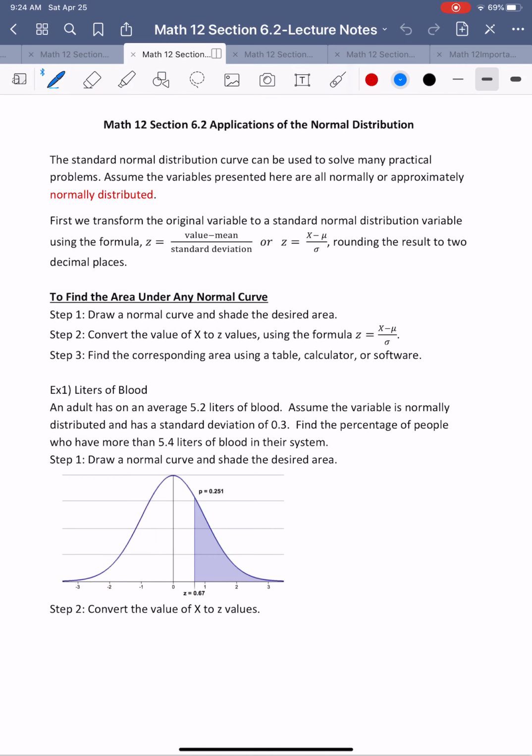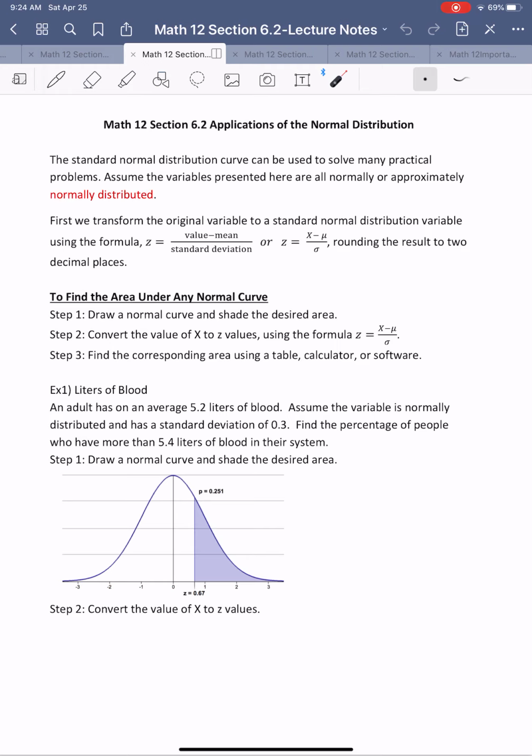Hello, this is section 6.2, applications of the normal distribution. The standard normal distribution curves can be used to solve many practical problems. Assume the variables here are all normal or approximately normally distributed.